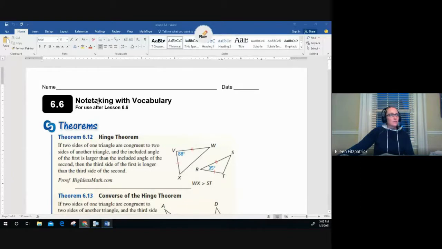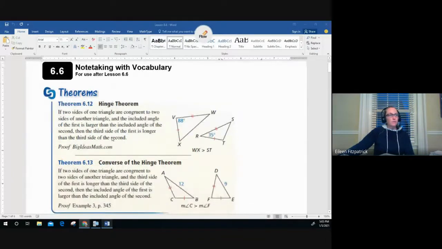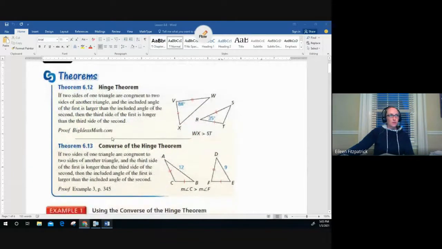All right, so for this last lesson, we're going to cover the hinge theorem and the converse of the hinge theorem. The hinge theorem says if 2 sides of one triangle are congruent to 2 sides of another triangle and the included angle of the first triangle is larger than the included angle of the second, then the third side of the first is longer than the third side of the second. I know it sounds confusing. It actually is not that bad.